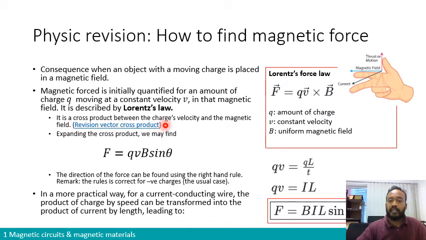A cross product between the speed and the magnetic field will produce another vector in the orthogonal direction. So if you have magnetic field in this direction and current in this direction, it will produce another vector that is perpendicular, or normal, to both the magnetic field and current, orthogonal to it.